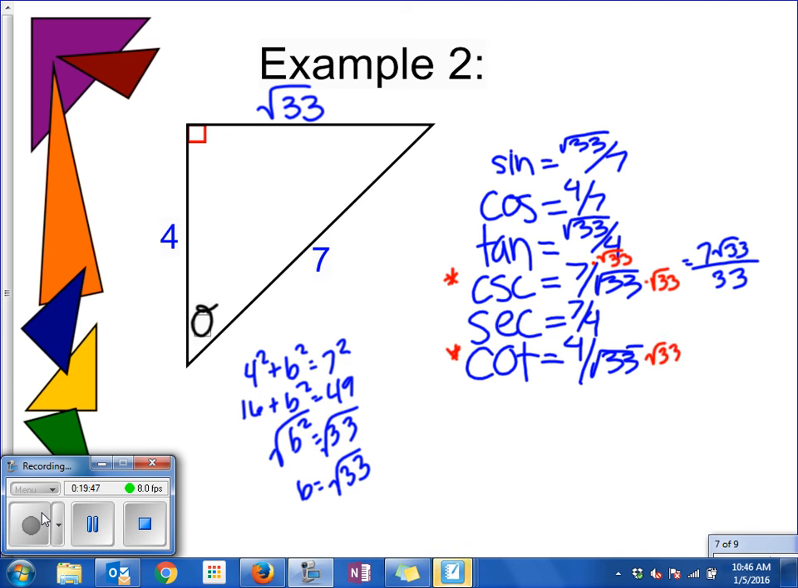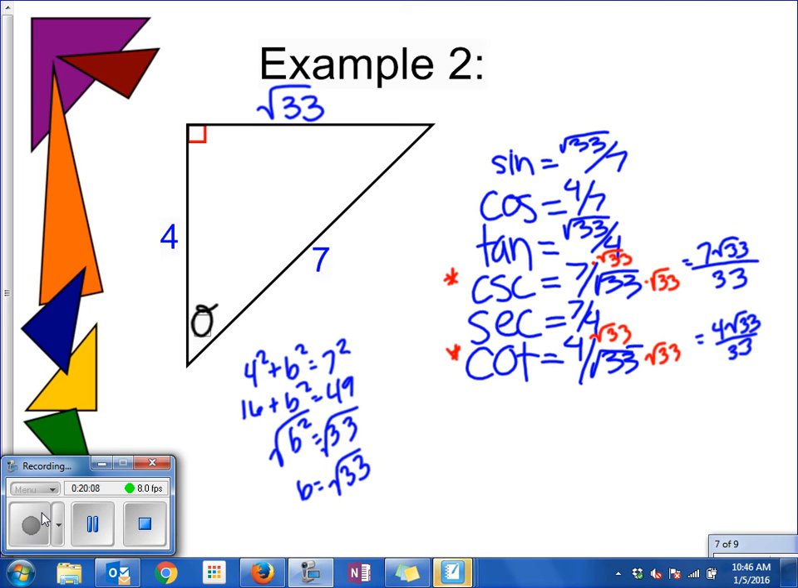And we would do the same thing for cotangent. Multiply by the square root of 33 on the top and the bottom, and you're going to come up with 4 square root 33 over 33. Now you should always check the numbers on the outside, 7 over 33, 4 over 33. Do they reduce? Not in this case. So we're good to leave it alone.